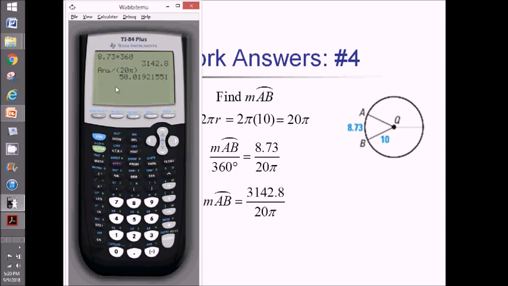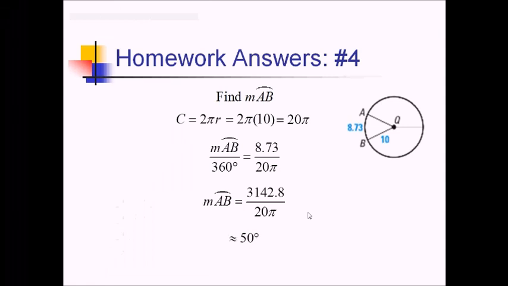So using our parentheses, we get about 50.02. That's going to be degrees. So just 50 degrees then if we round off to the nearest degree.